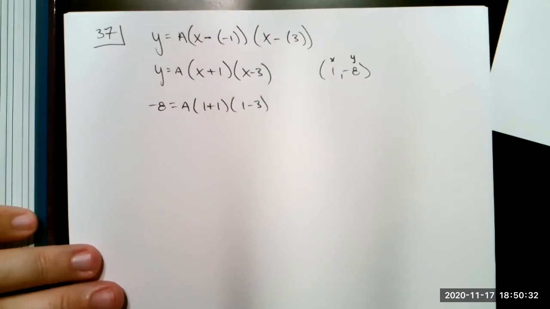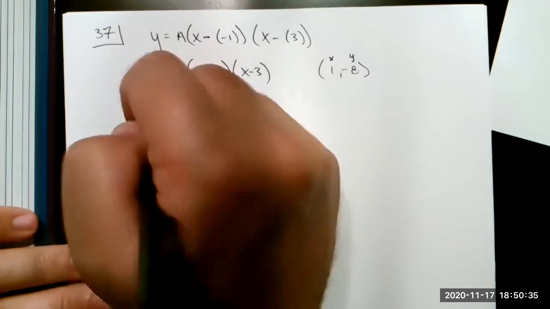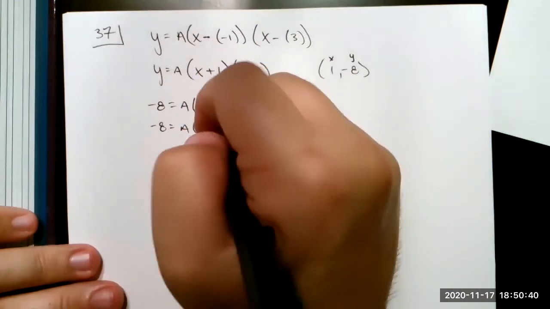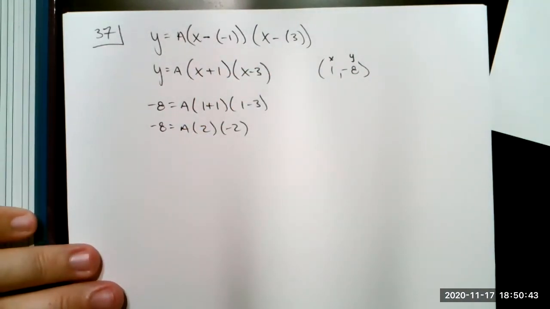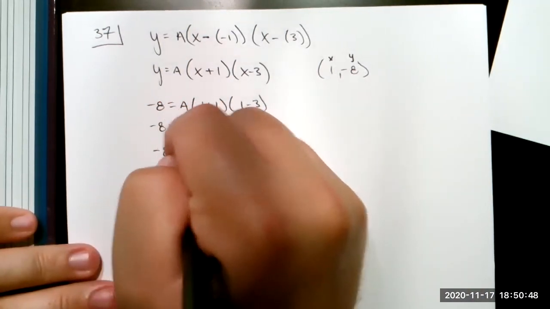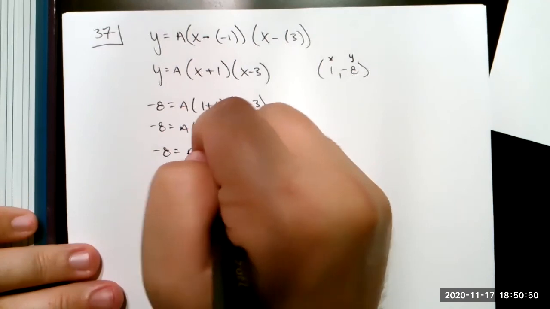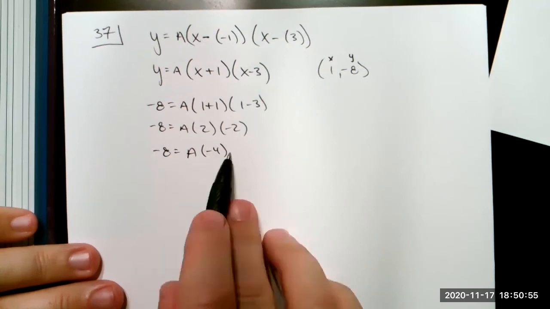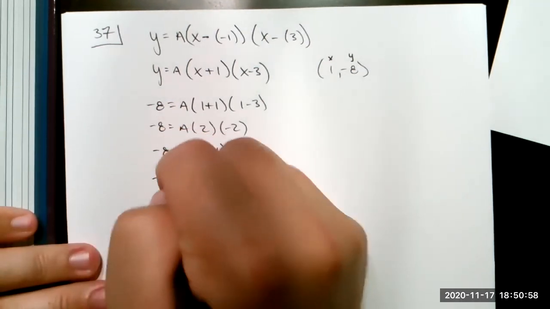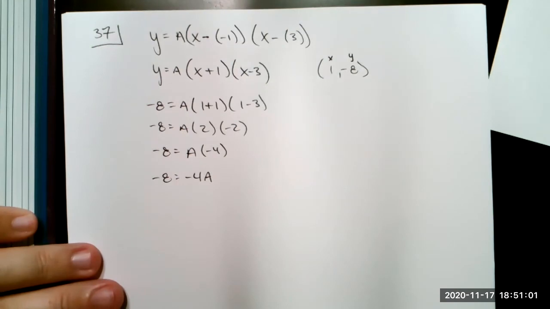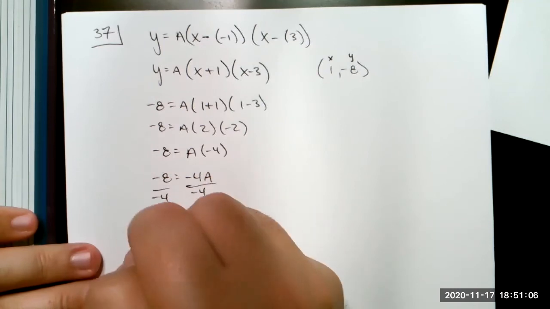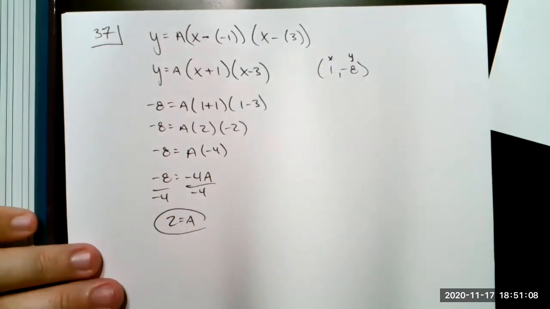Follow PEMDAS, right? Parentheses, so what's inside parentheses, knock that out first. 1 plus 1 is 2. 1 minus 3 is -2. Then we'll do multiplication from left to right. 2 times -2 is -4. But that bugs me when I have a coefficient of a behind it, so I'm going to rewrite this and write -4a. And now to solve for a, I'll divide both sides by -4. So I get a equals 2.